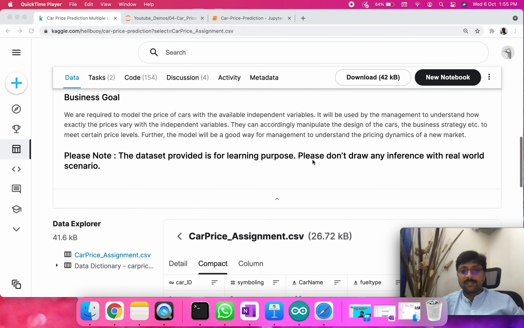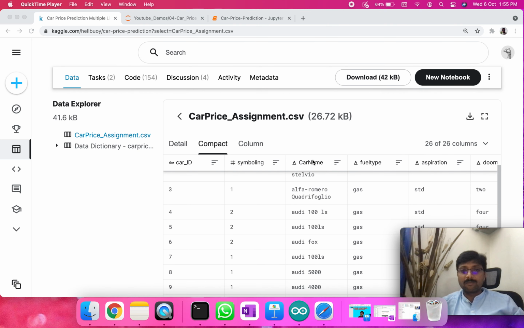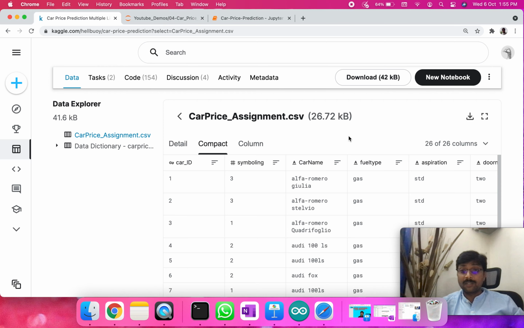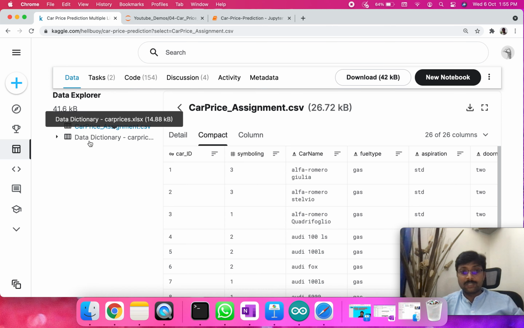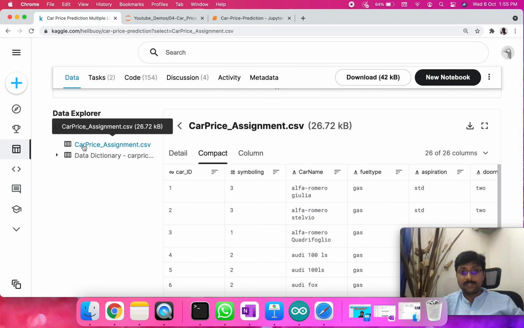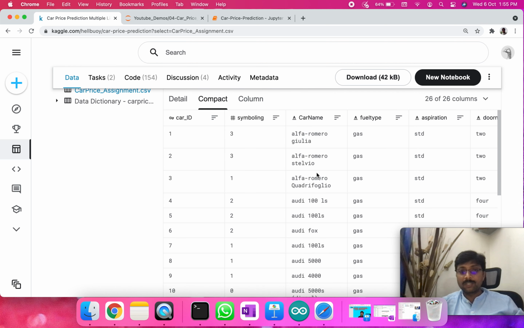They have given a lot of available data for the cars within the United States. The data describes different car models, like the car name field here. You can see the data here. If you scroll down, there is one CSV called car price assignment. If you click on that, you'll be able to see the various data types and data fields that are given in this example.